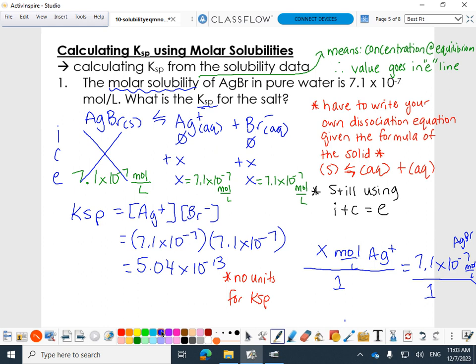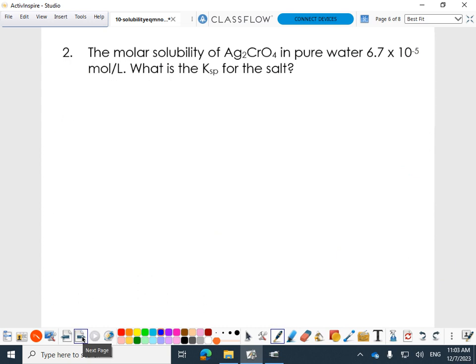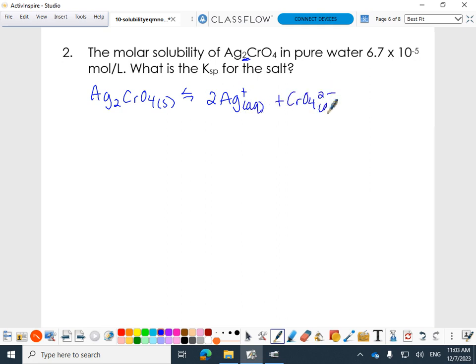Okay, so we'll do another one. This time it's the same format. Molar solubility is whatever. What's the KSP? But I wanted to show you one that has a 2, okay? So write down the formula of the solid, dissociate it. Decide for yourself. I do not like polyatomic ions. I need to put brackets. Okay, whatever works for you.